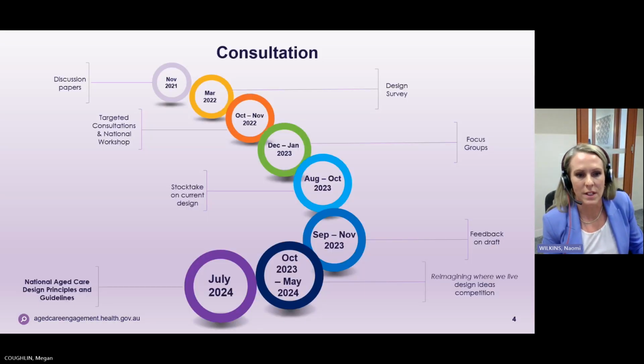We have consulted extensively over the last 2.5 years. As you can see on the slide, those consultation activities included everything from discussion papers, surveys, focus groups, an infrastructure stocktake, and more recently, a design ideas competition. The consultation involved a broad range of stakeholders, including older people, their families and carers, the aged care sector, design and technical experts, and more. For those of you who participated in the consultation activities, we'd like to take this opportunity to thank you for all your input, as it was invaluable in shaping the document.